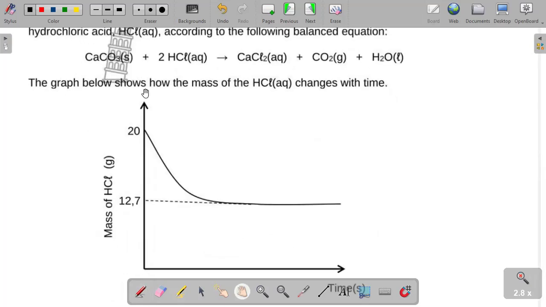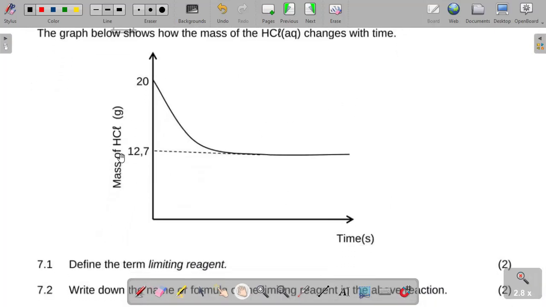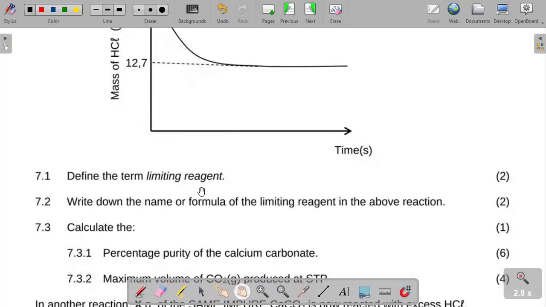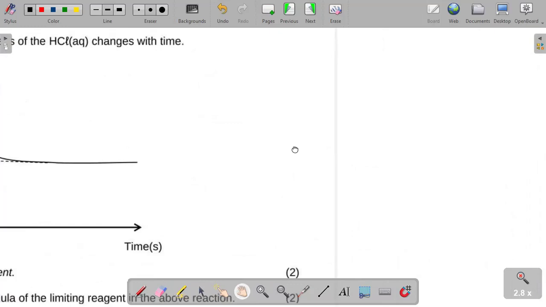They say the graph below shows how the mass of the HCl (aq) changes with time. So the mass started at 20 and then it went to 12.7 and it stopped. After 12.7, it was constant. They say define the term limiting reagent. What is a limiting reagent?